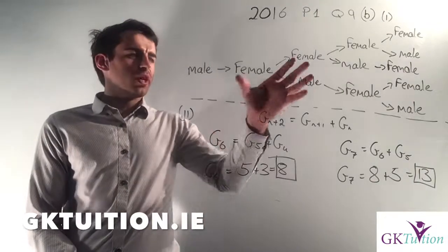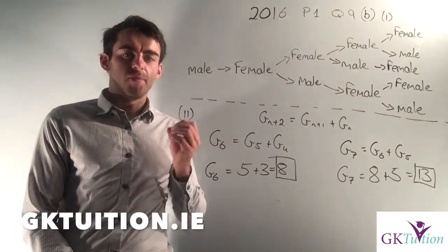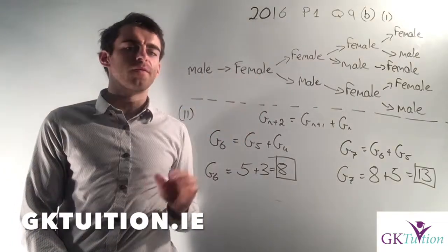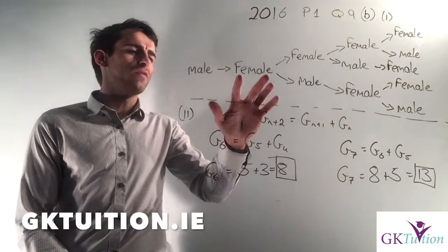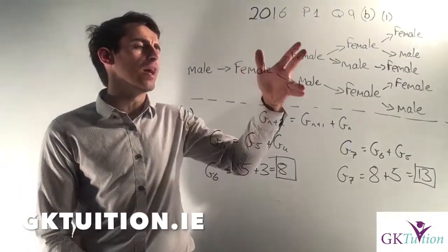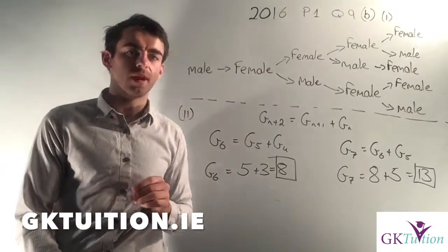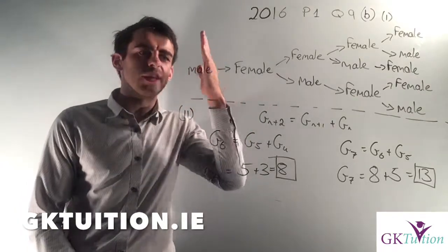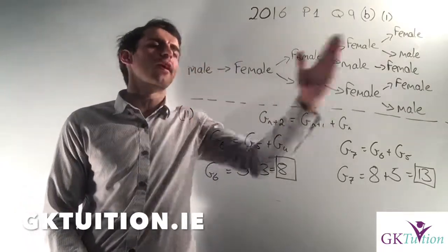This is a Leaving Cert higher level exam question, 2016 Paper 1 Question 9 Part B. In this question we're given the family tree of a bee. We're told that every male bee comes from just one female parent, whereas every female has two parents, both a male and a female. Just notice, we're so used to reading from left to right, you should read from right to left here.